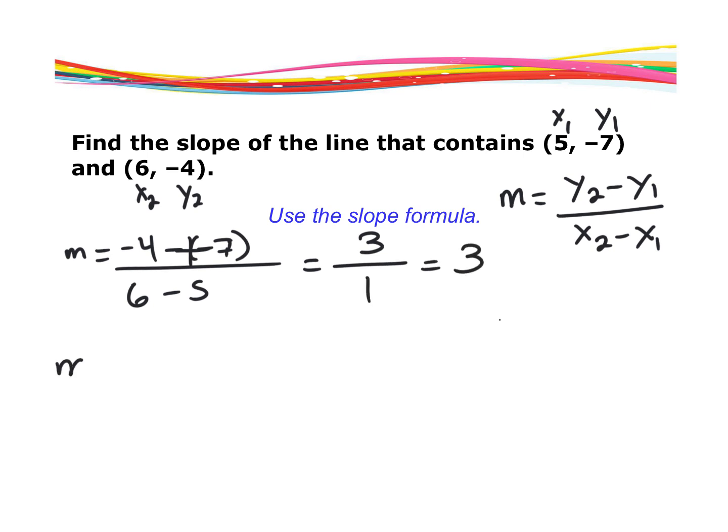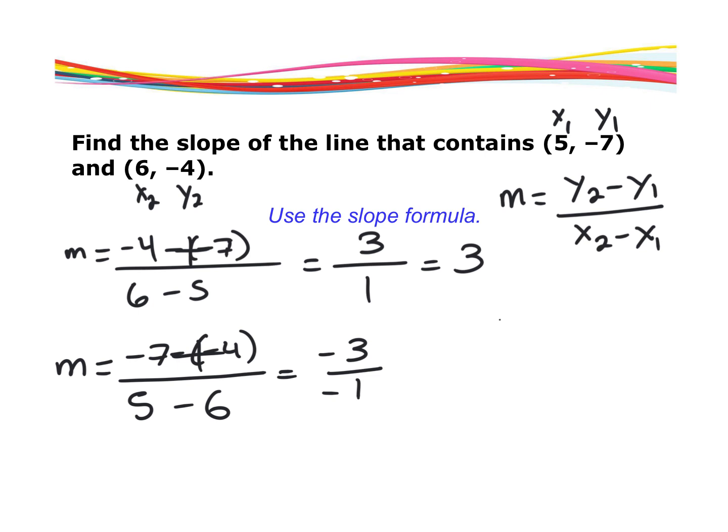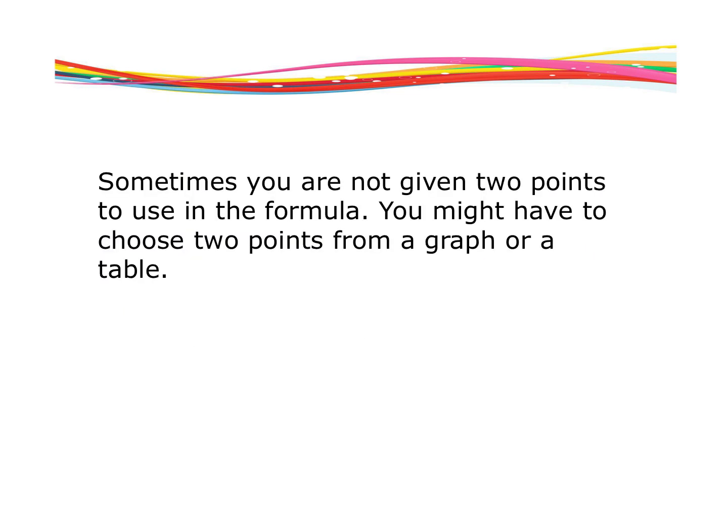If you would have done it the other way, so you would have put negative 7 minus negative 4 over 5 minus 6, again, this is going to simplify to negative 3 over negative 1, which the negative over a negative becomes a positive, so you still get the same slope. So it doesn't matter which one you chose to practice with, you should have gotten the same slope. So sometimes you're not given 2 points to use in the formula. You might have to choose 2 points from a graph or table. So in this case, they will give you a graph or a table in order for you to choose it.